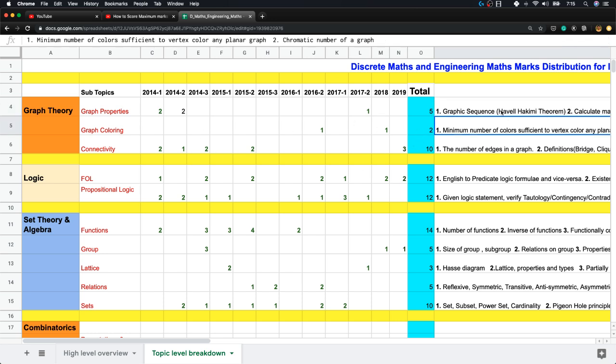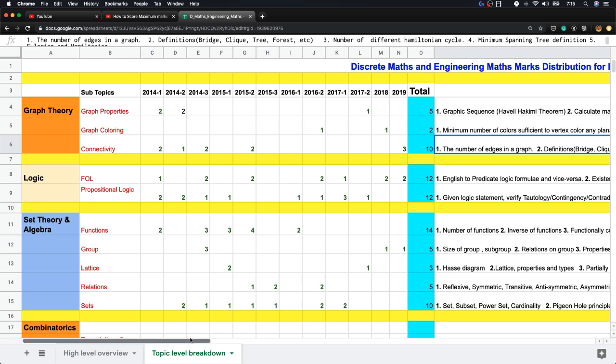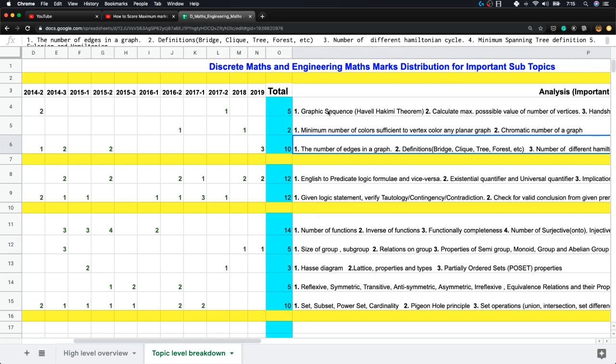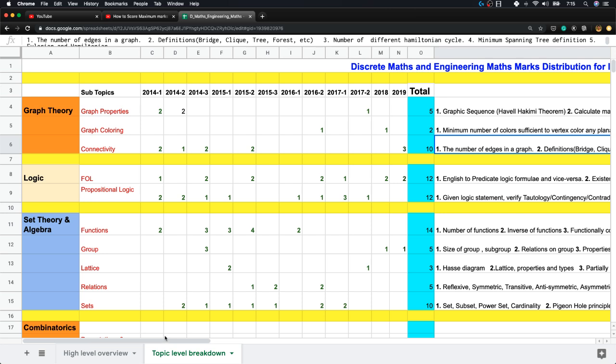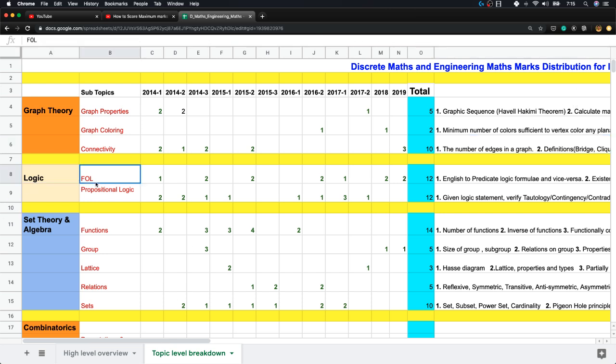Again, we have given a detailed list of the types of questions that you typically encounter in practice. You can go through this list a little later. The list is slightly lengthy. Again, in logic, you have first order logic and propositional logic. Here, consistently you get some marks from first order logic and some marks from propositional logic. Consistently you get it.